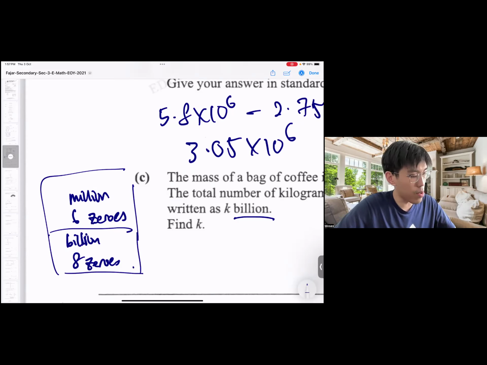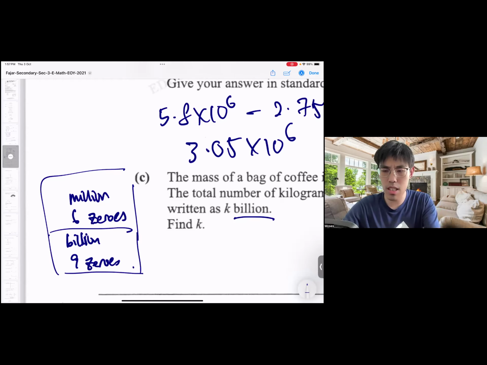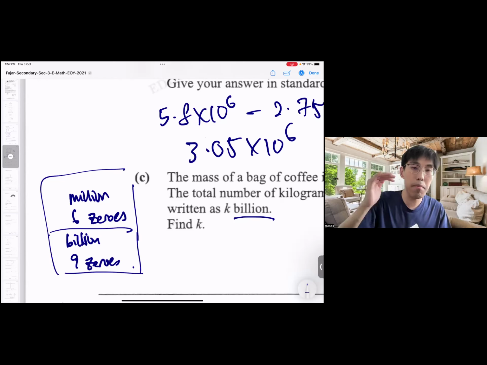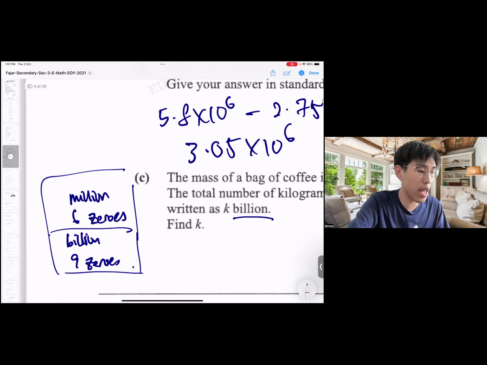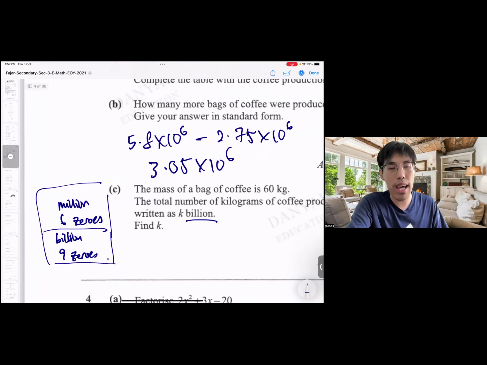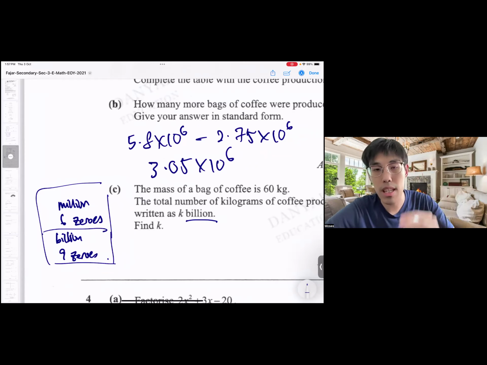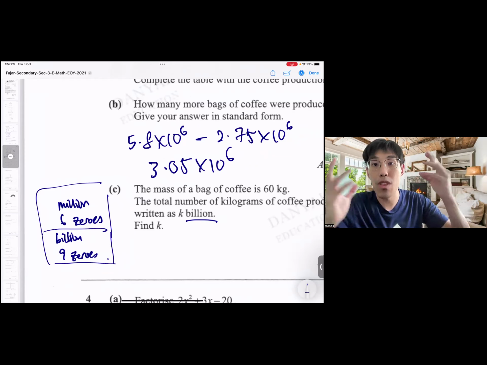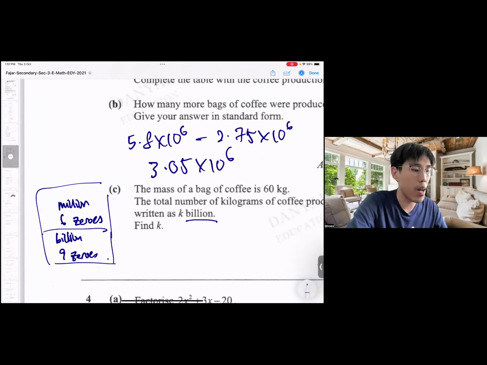Sorry, my bad. 9 zeros. I was thinking, how come it's a bit weird? Trillion is 12 zeros. So million, billion, then trillion. Okay. So K billion. So 9 zeros. So at the end of the day, you must understand that you got 9 zeros. But that means it has to be a number times 10 to the power of 9. But later, then we go and see what's going on.